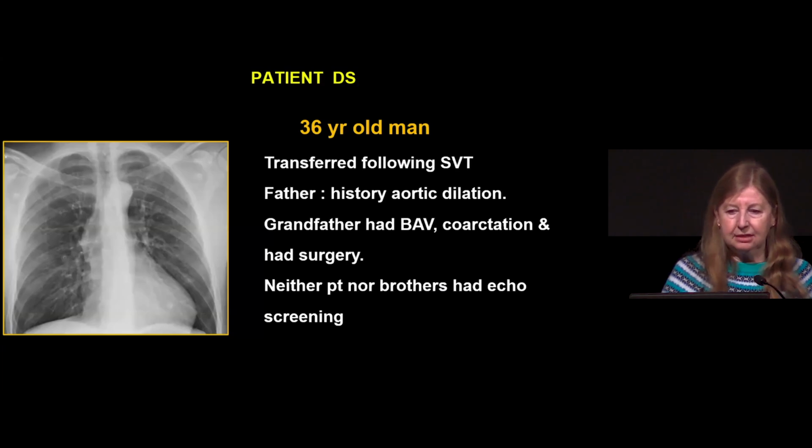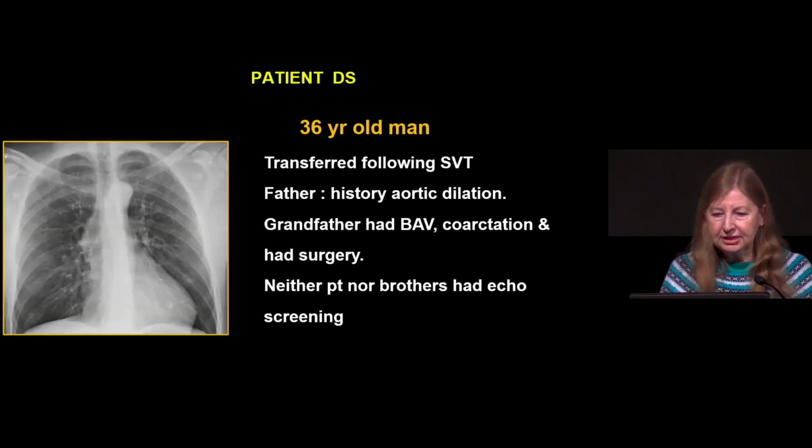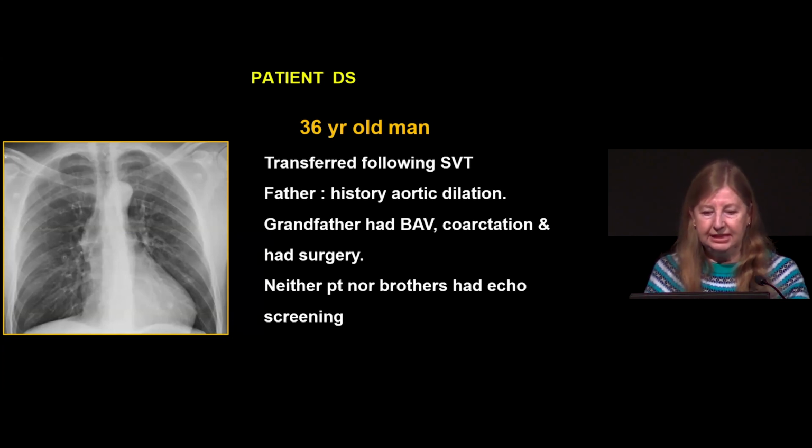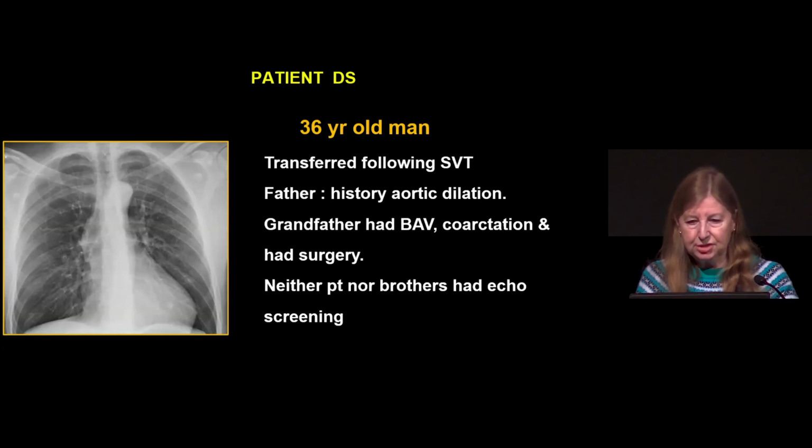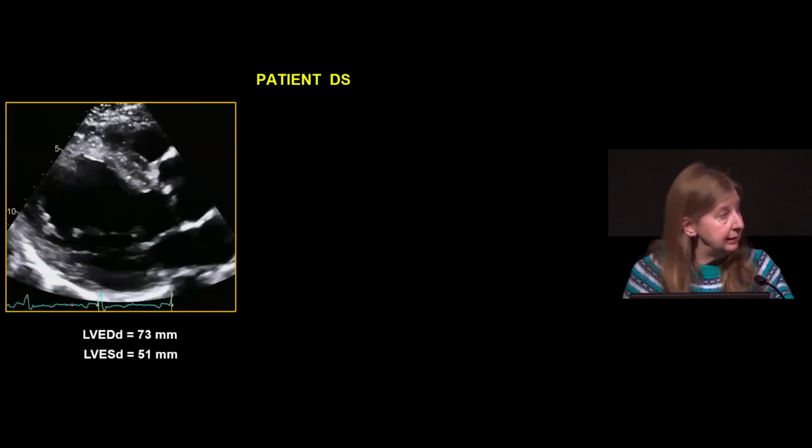So here's a case, a 36-year-old man who was transferred to our hospital following SVT. His father has a history of a dilated aorta, grandfather, bicuspid aortic valve, and a coarct, and had surgery. But neither the patient nor his brothers had had echo screening. And I draw your attention to the chest x-ray that shows not only a big heart, but also a really dilated aorta. So now he's in with his episode of SVT, and here's his echocardiogram.